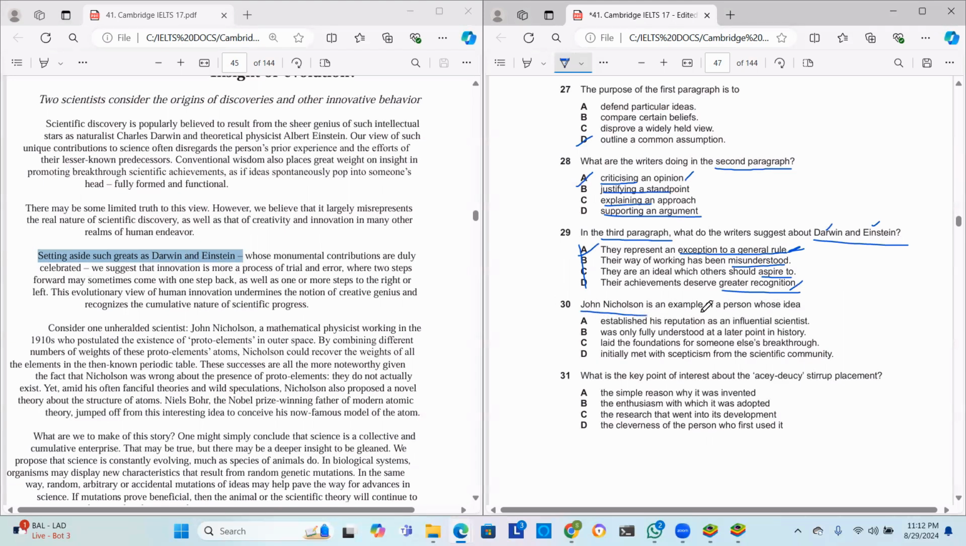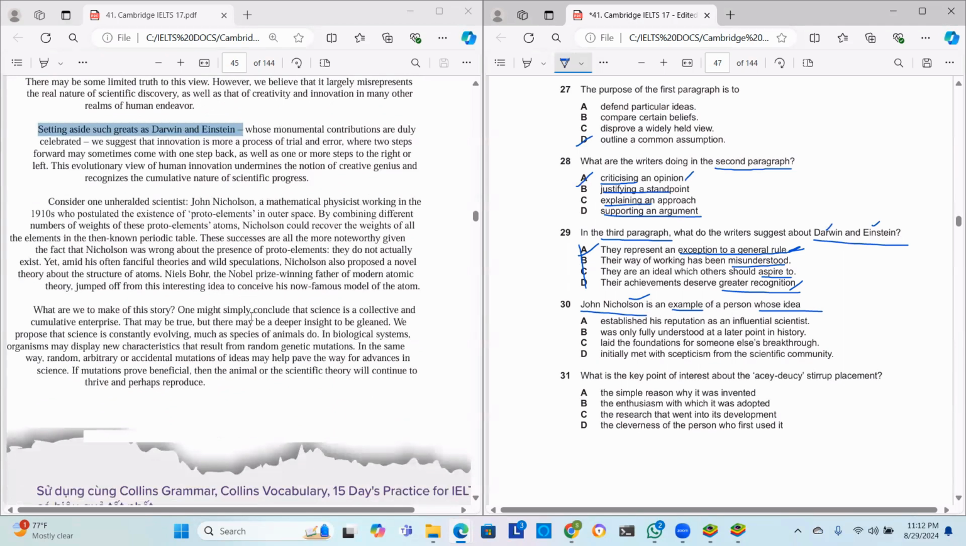John Nicholson is an example of a person whose idea. So he's talking about John Nicholson and he is an example. So let's read about this guy. Where is this guy? Yes, he is in the next paragraph itself. Okay, we don't have to search for him much. So let's read the next paragraph and answer this one. He's talking about some example. So where is that example? Let's read that.